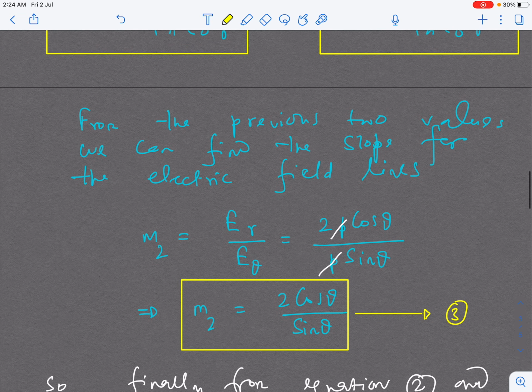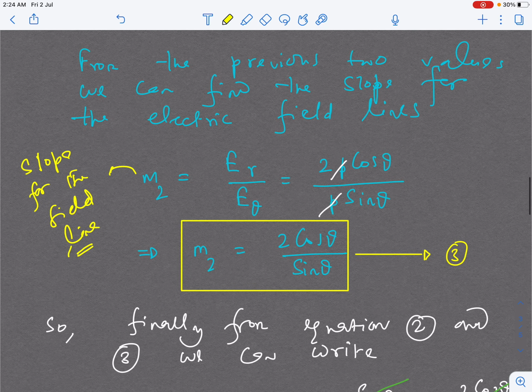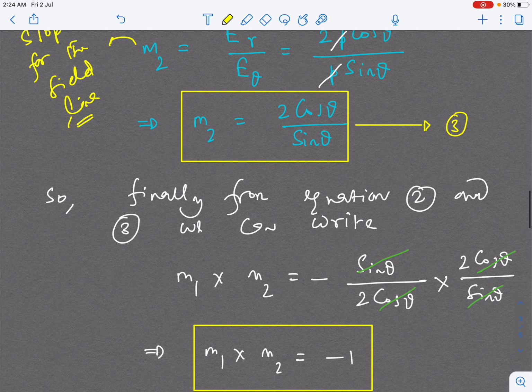So from there if I want to calculate the slope for the field, now this is the slope for the field line, alright. So this is the slope for the field line. So that is er by e theta, which comes to be 2p cos theta by p sin theta. This cancels out, and m2 is equal to 2 cos theta by sin theta. That's what we are getting.